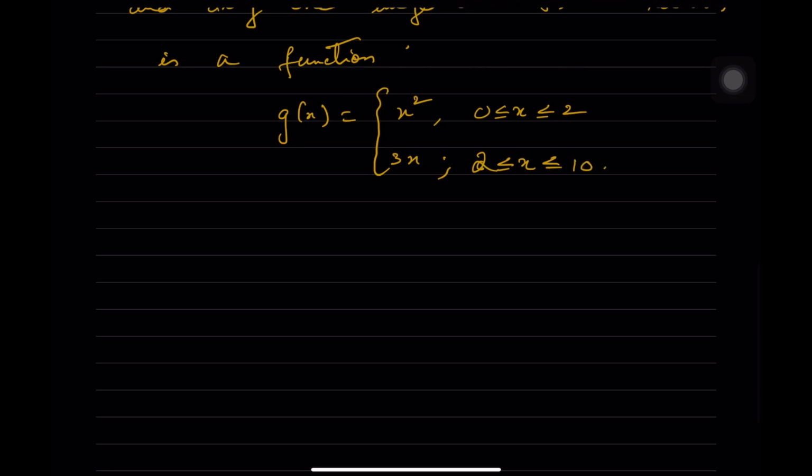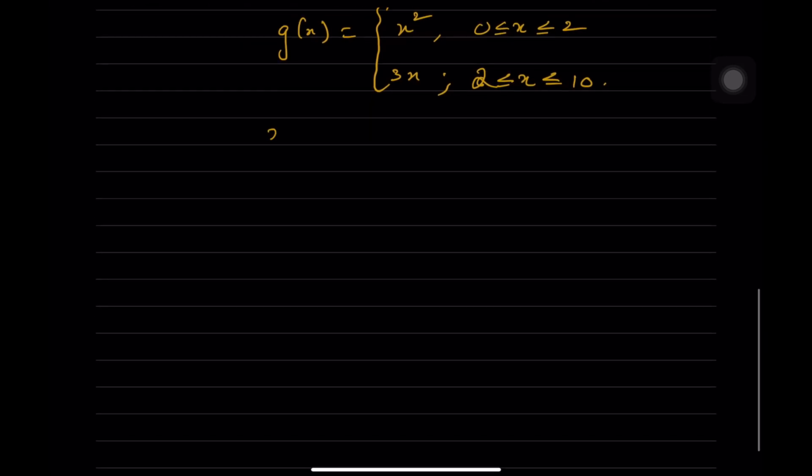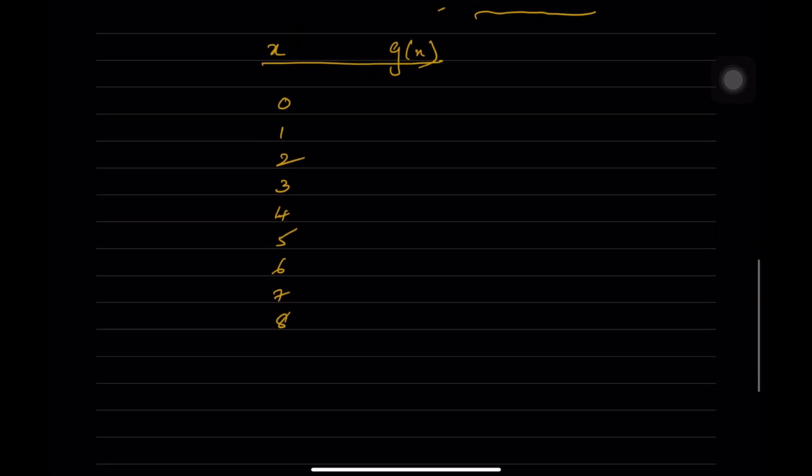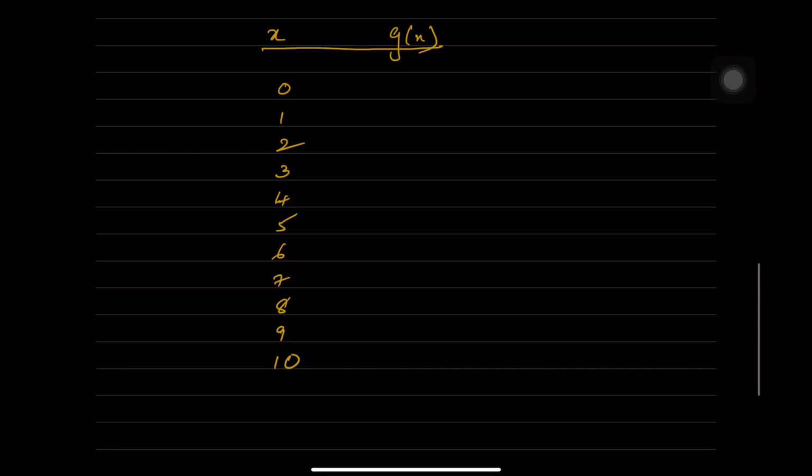So we'll see how, when we form a table, we get the images. Here you can see what x is and what g of x is. When x takes values 0, 1 up till 10, because this part is from 0 to 2 and here you have from 2 to 10, the total domain is from 0 to 10. So 1, 2, 3, 4, 5, 6, 7, 8, 9, 10, right?